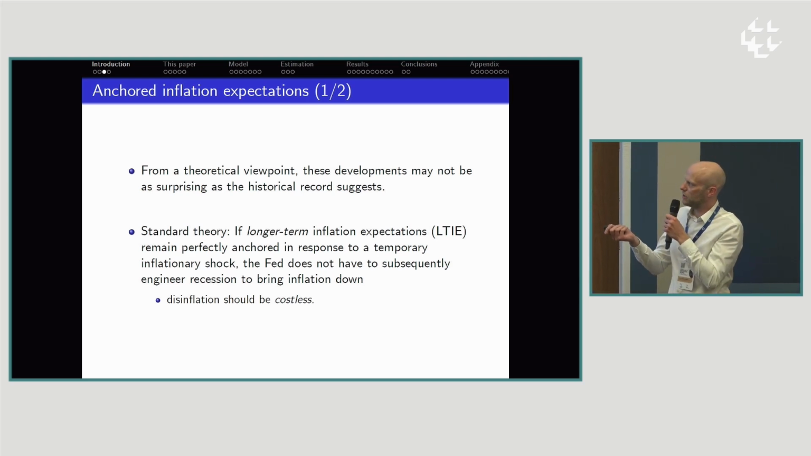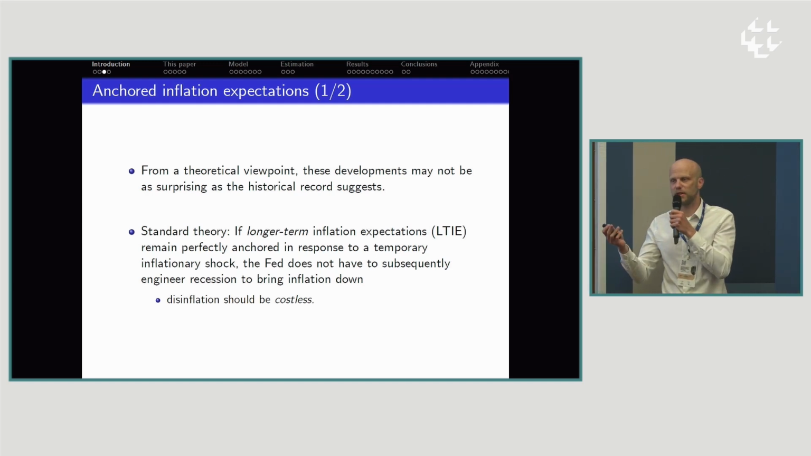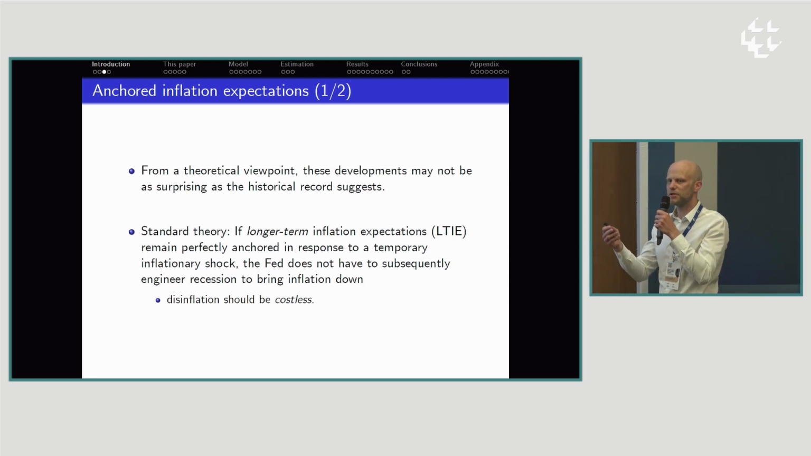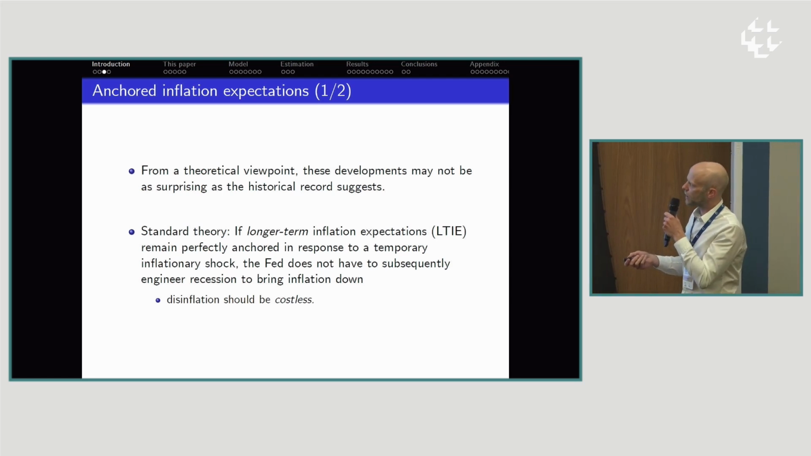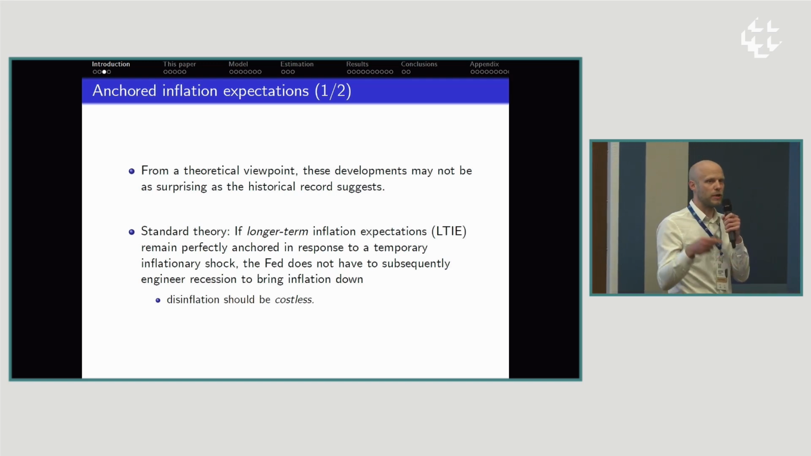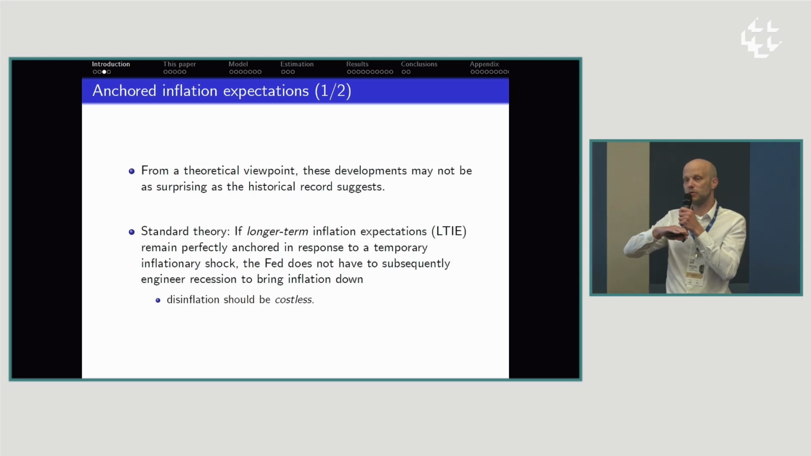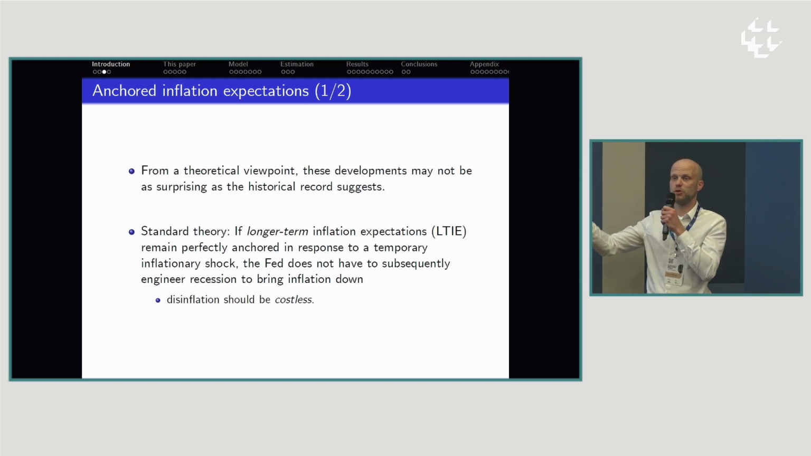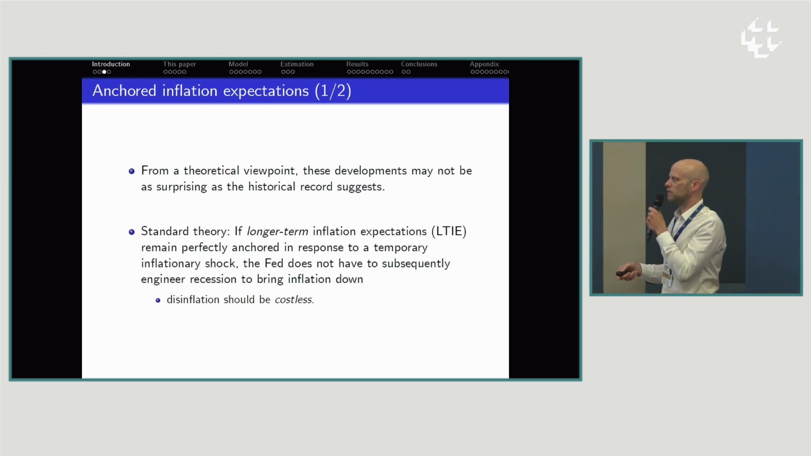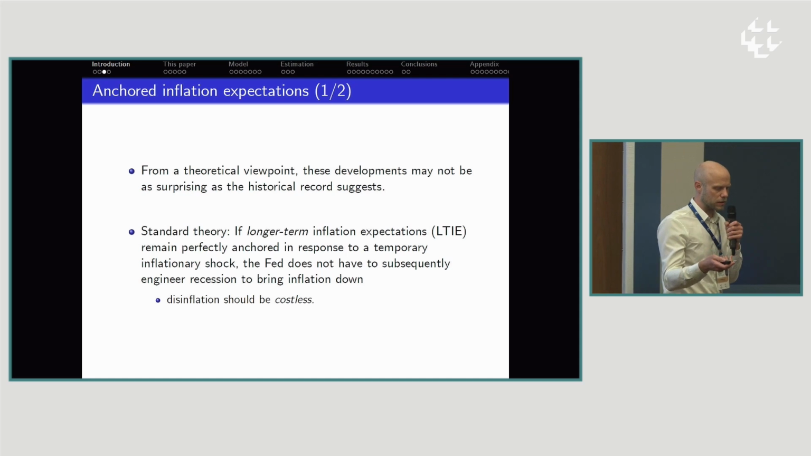From a theoretical point of view, that development may not be as surprising as suggested by the historical record, because a standard New Keynesian Phillips curve would say, well, if longer-term inflation expectations remain perfectly anchored in response to a temporary inflationary shock, say a supply shock, then the Fed does not have to subsequently engineer a recession to bring down inflation. Once the shock is gone, and expectations have remained perfectly anchored, inflation will just go back to 2%. So in that case, disinflation would be costless.